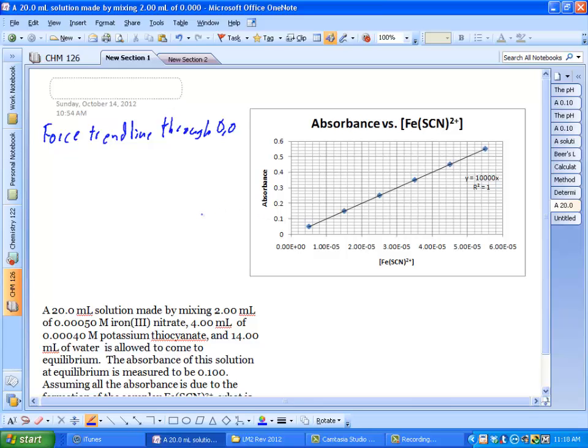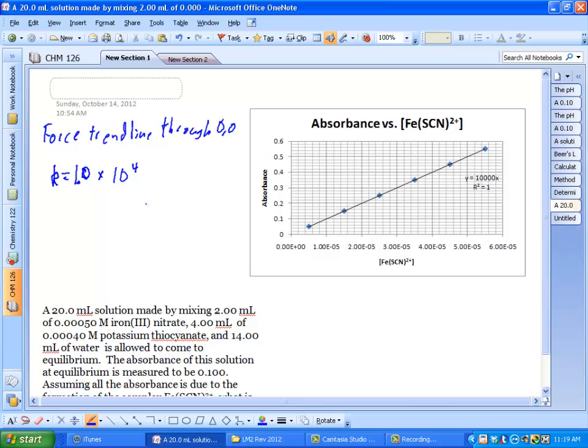So the next question is, if that's the case, then what is our absorptivity constant? And the answer is, it's the slope of this line. So in this case, our absorptivity constant is going to be 10,000, which is the slope. But the question is, what are the units on this? I'm going to say this is two significant figures, and the way I would determine that is based on the concentrations that I got when I did the calculations there.